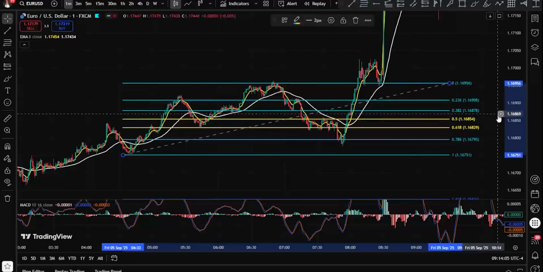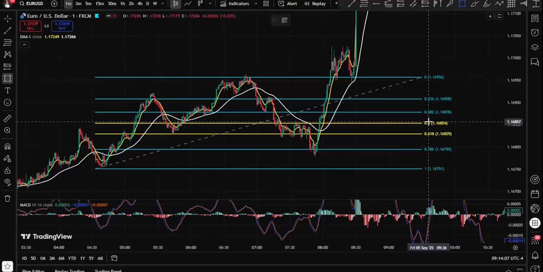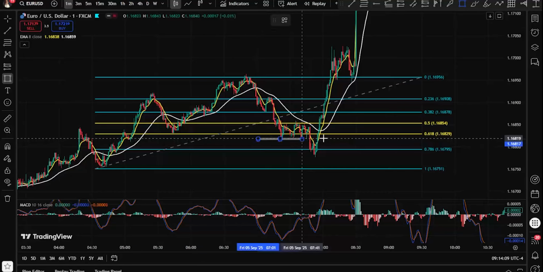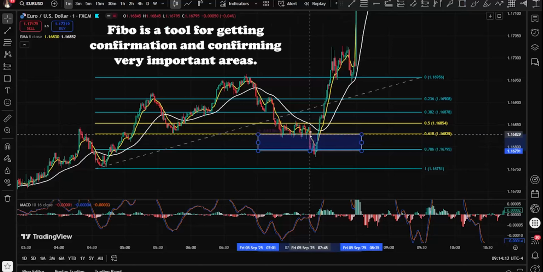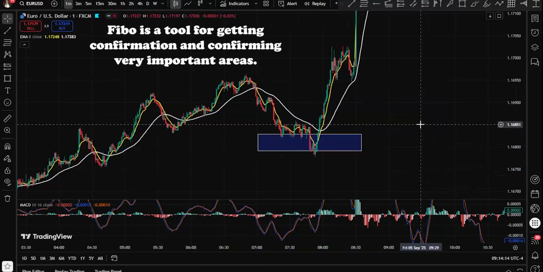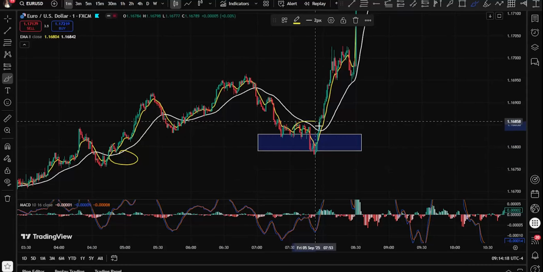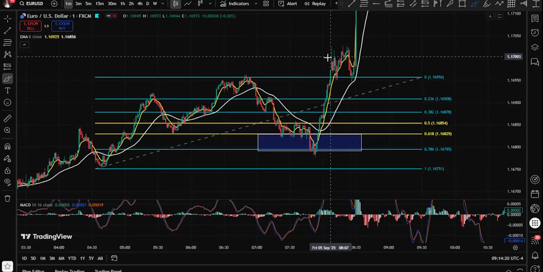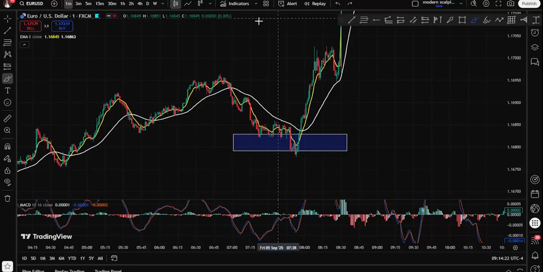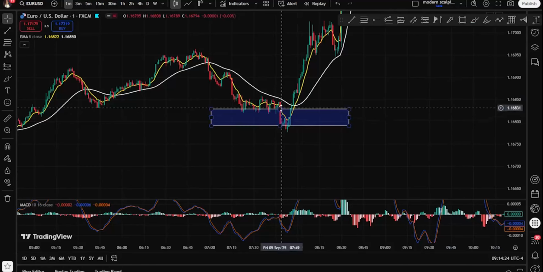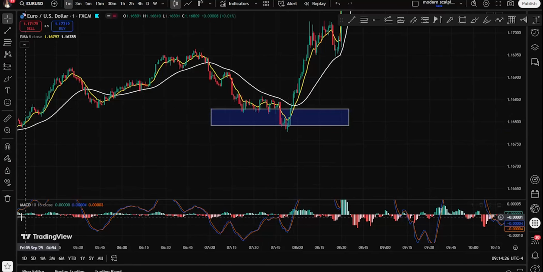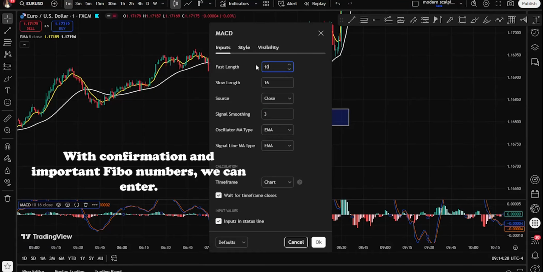Fibonacci. A very important tool for finding retracement levels. When an up or down wave ends, the market usually pulls back. With Fibonacci, we look for the 38.2%, 50%, and 61.8% levels. If these points overlap with the EMA and MACD signals, the probability of a successful trade is much higher.